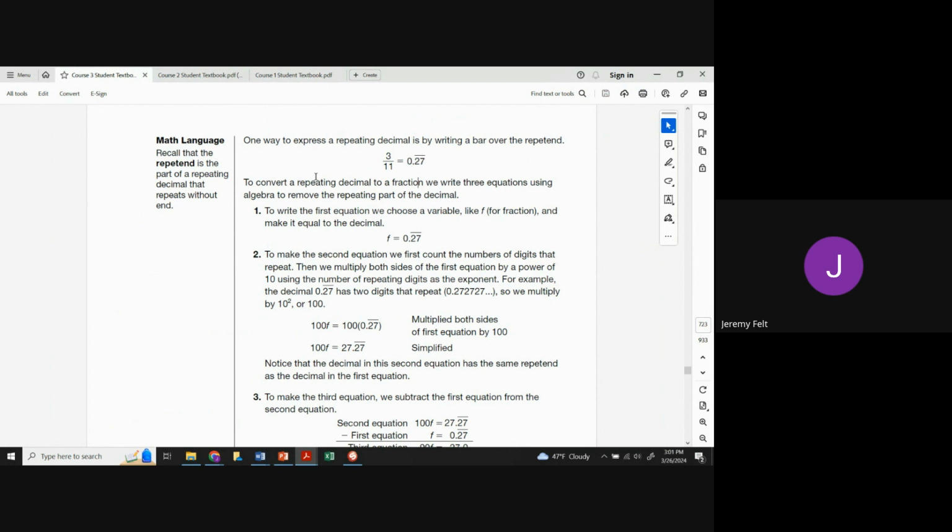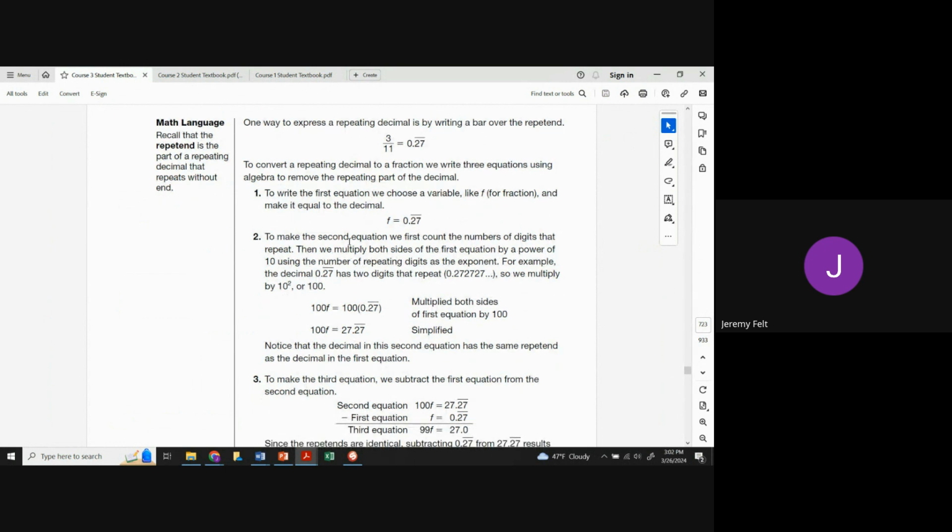So how are we going to convert a repeating decimal to a fraction? We're going to do an equation. In the book, they use F for fraction. There's a fraction out there because it's still rational. We know it's repeating, it's still rational, so we can express it as a fraction that equals this number. Okay, so we got that. Second, we're going to make an equation, and we first count the number of digits that are repeating. So there's 2 repeating digits.